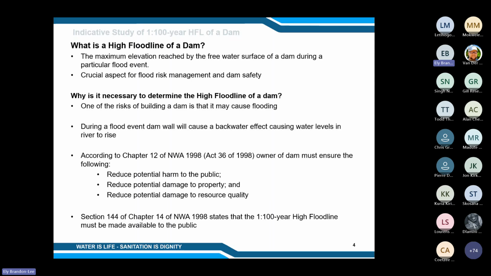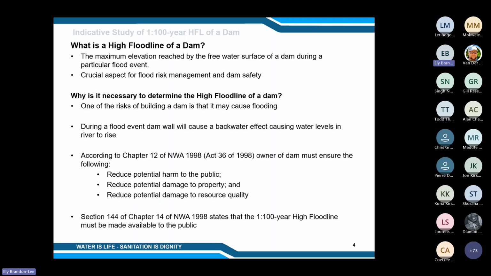So what is a high flood line? A high flood line represents the highest elevation reached by a free water surface during a particular flood event. This is a crucial parameter to determine when considering the flood risk management and dam safety of a dam.